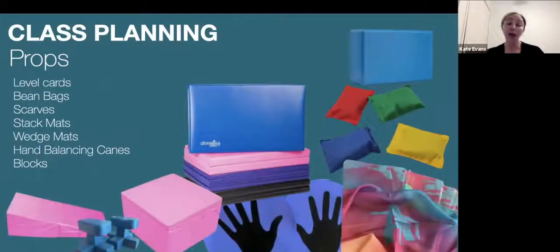This will depend on your class structure. Utilize as many resources and props as possible in this section. Level cards, bean bags, scarves, stack mats, wedge mats, hand balancing canes, blocks. Using props provides a spot in many instances, assisting the students to initiate the correct muscles to execute the movement. Textures, colors, and change ignites the brain with excitement and adventure and helps to assist the students sometimes with that light bulb moment.